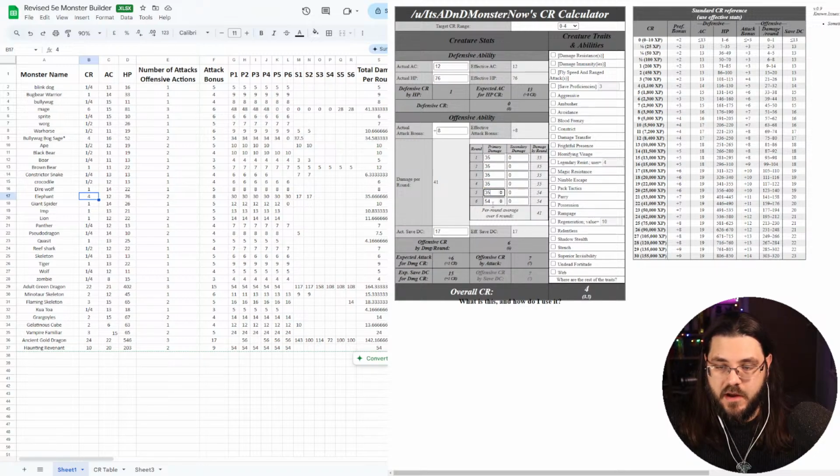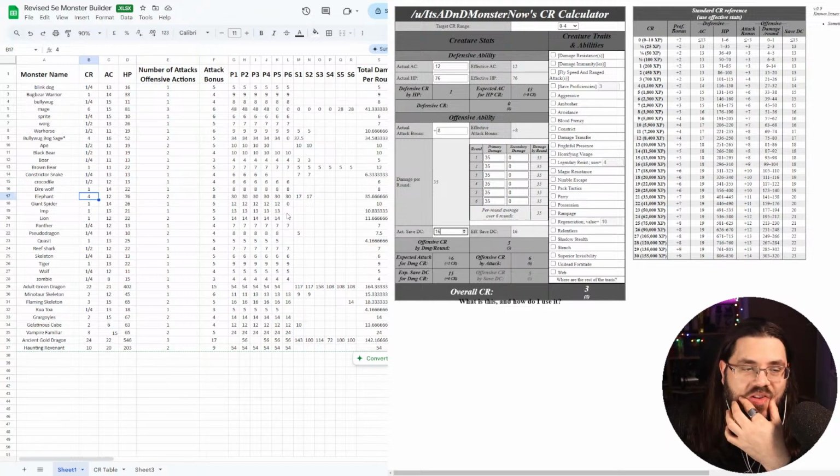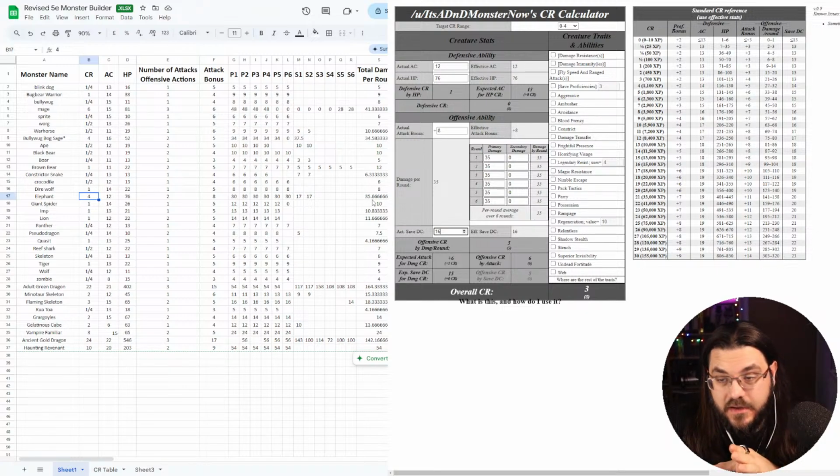Let's see whether we output this as 4. I don't think we're going to. CR16. See, we end up slightly low. So this isn't perfect, but it gets us close. It gets us under rather than over, which I'm not too bothered about.